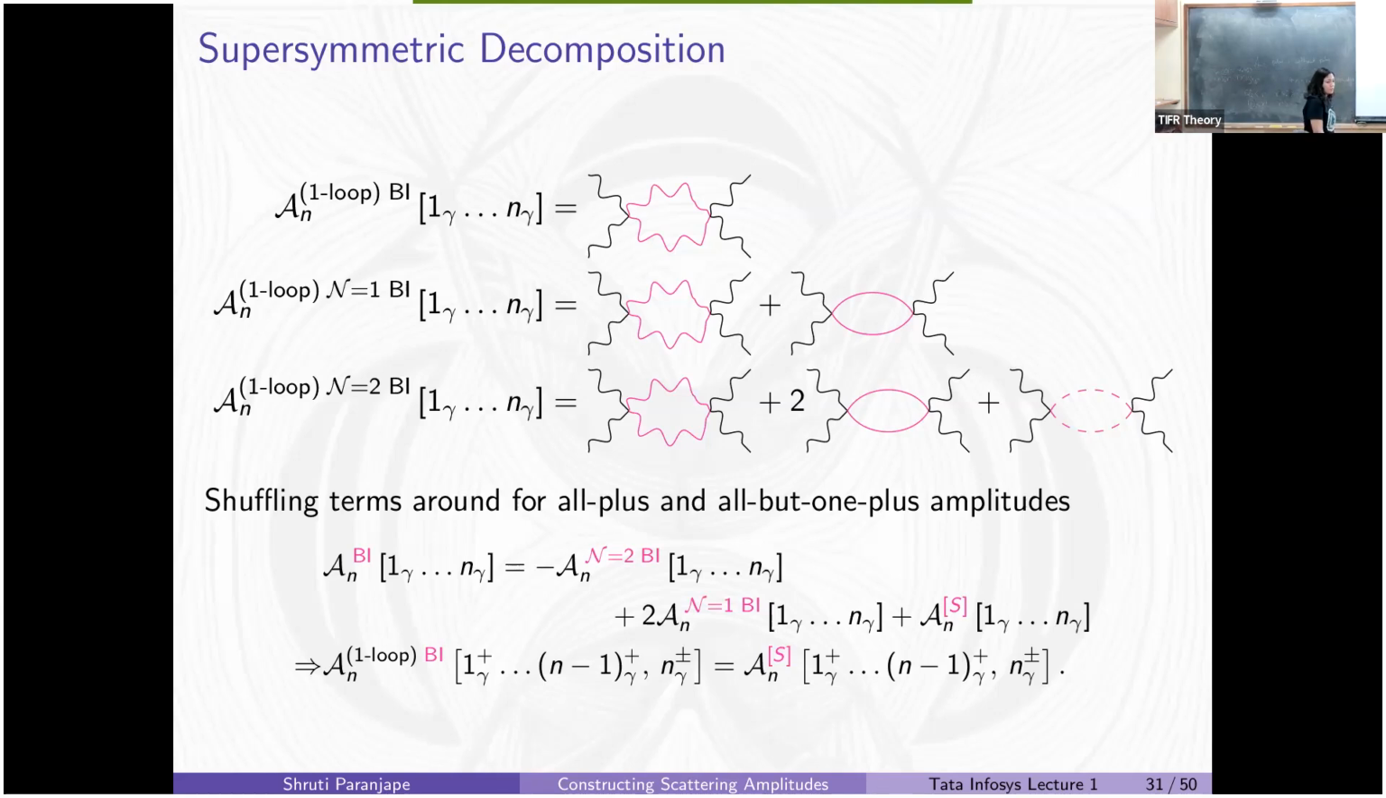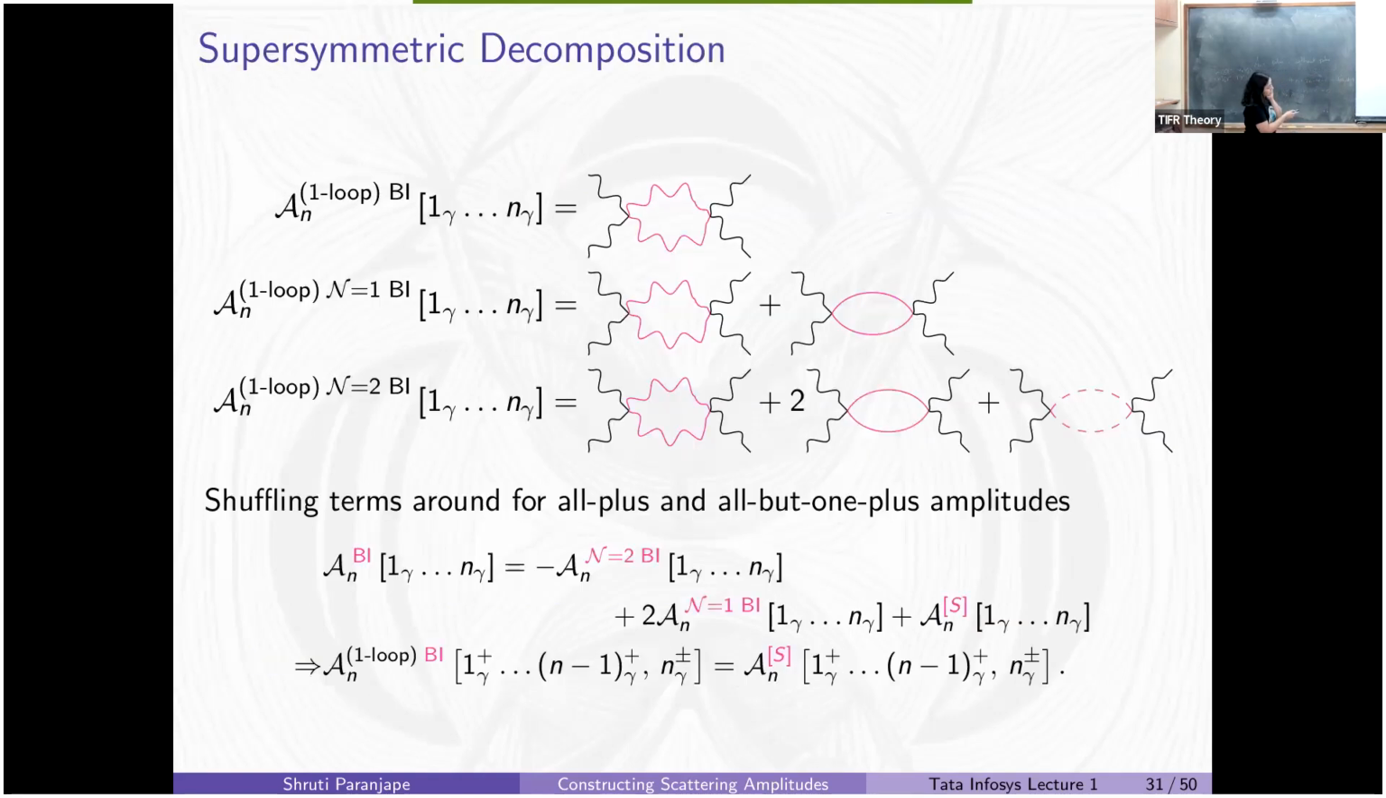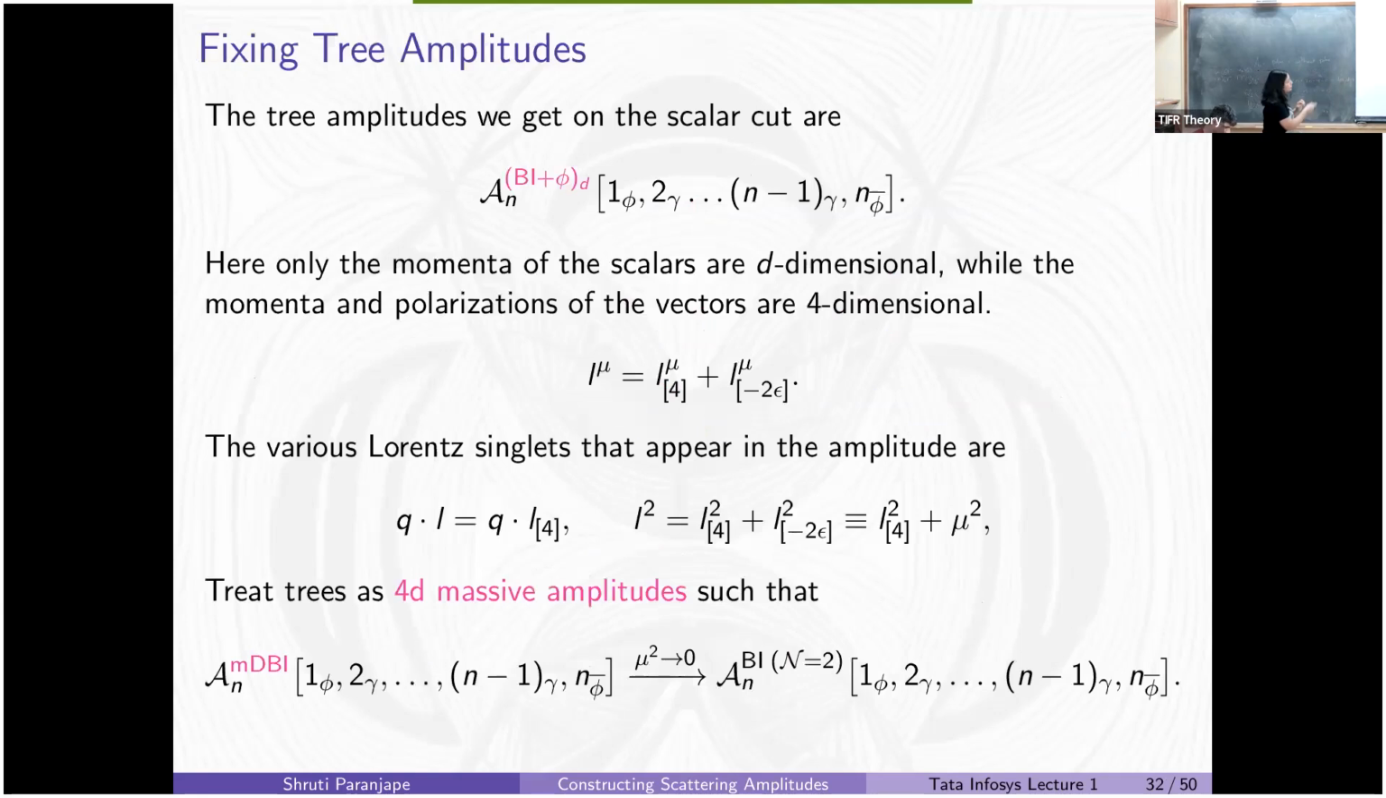Yeah. Right. Thank you. So as I said, all you get is the scalar, so all you need to know is the scalar cuts. The scalar cuts are whatever you have: external photons and these internal scalars. And what is that amplitude?